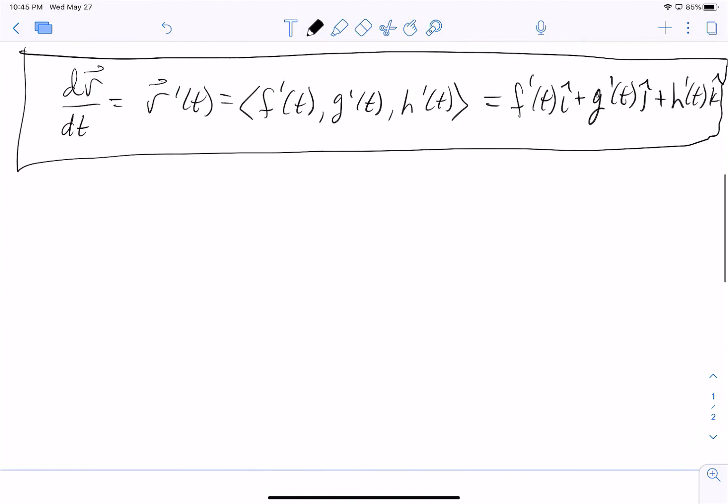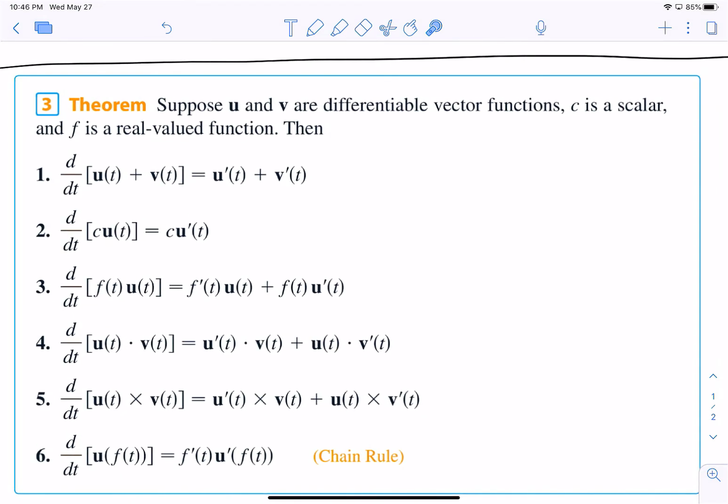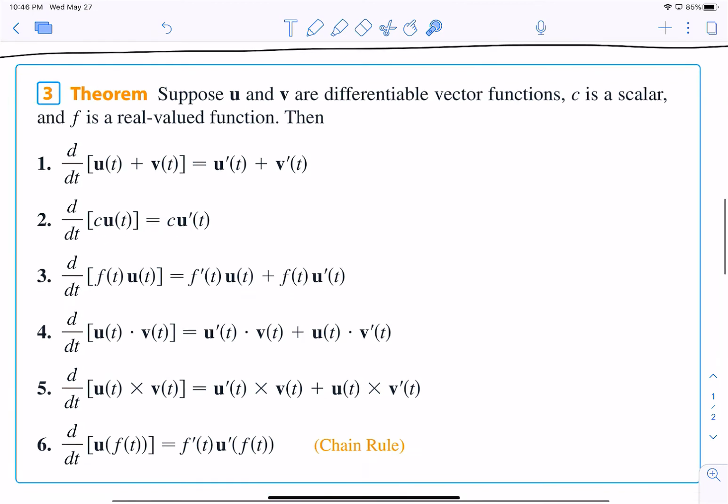Speaking of boxes, we have properties of derivatives that are presented in the textbook, and they mostly say what you might expect, except there are some surprising things here. We've got u and v, which are differentiable vector functions, c is a scalar, and f is a real valued function. The derivative of the sum of two vectors is the same as the sum of the derivatives. The constant multiple rule follows. The interesting things here, I think, are really 3 through 6.